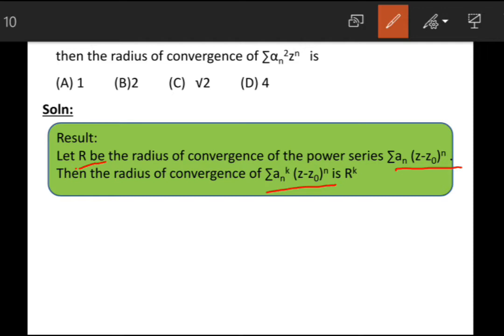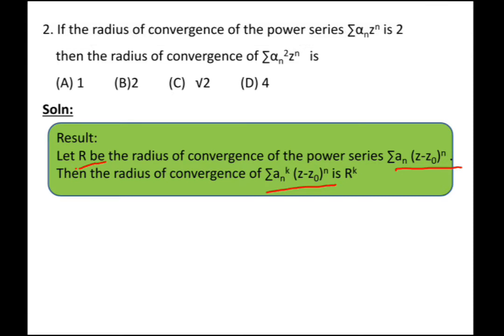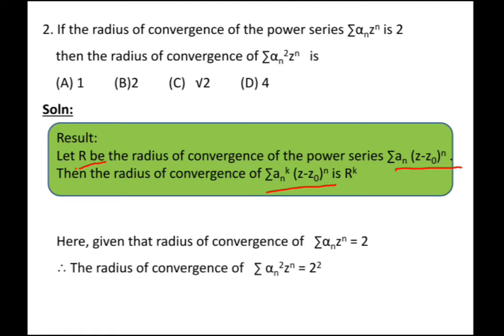So here k is 2 and z naught is 0. So we can solve this problem by using this result. Here given that the radius of convergence of the series sum a_n z raised to n is 2. So by this result, the radius of convergence of the series sum a_n square into z raised to n is 2 square, that is equal to 4. So here option D is the correct answer.